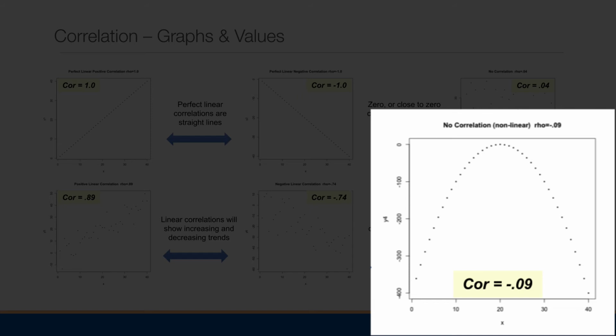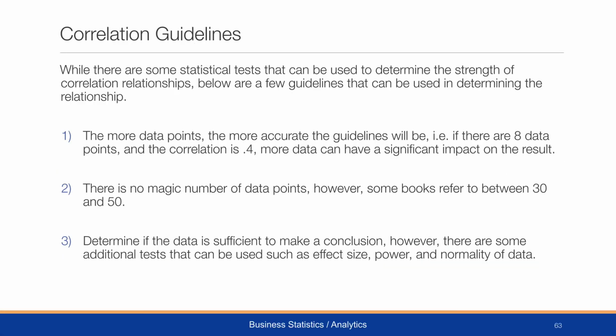So the correlation values are only used when we're trying to identify a linear correlation or a linear movement between variable X and variable Y. There are other ways to do this, but that's not for this class.